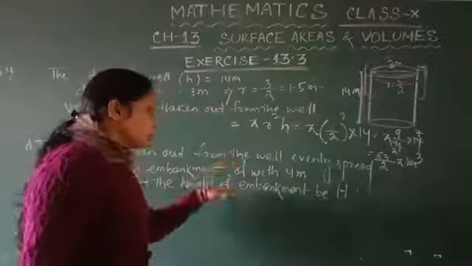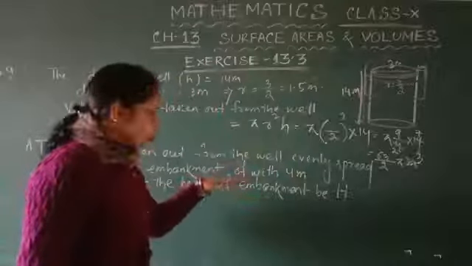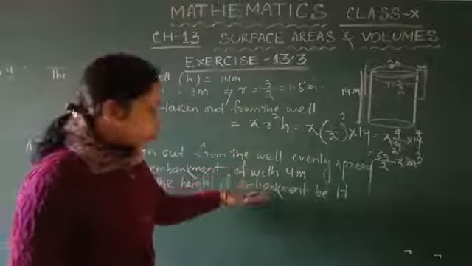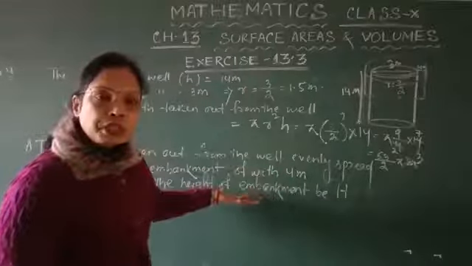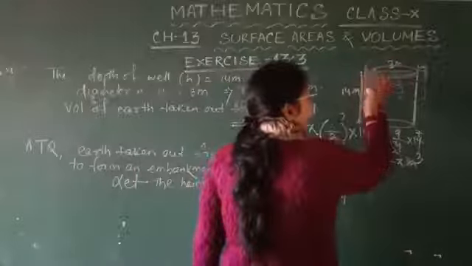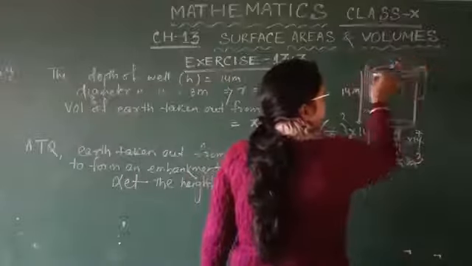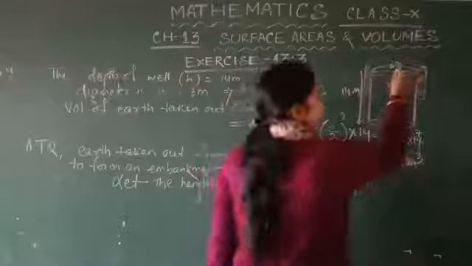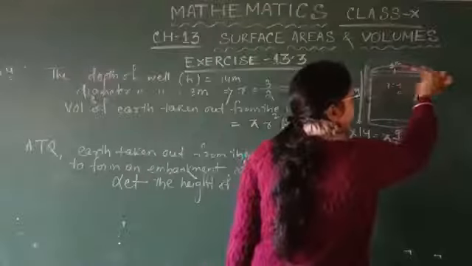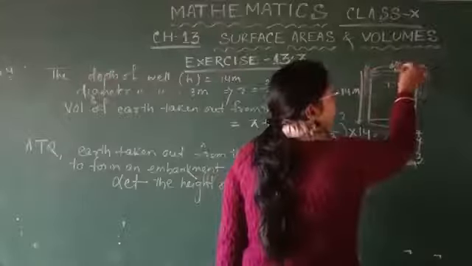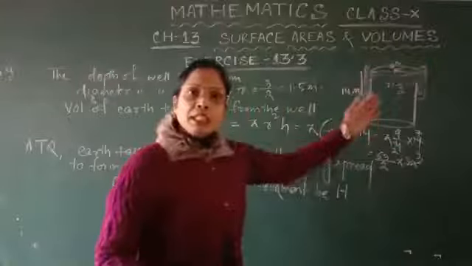Okay, so according to our question, the volume of the earth taken out from the well is equal to the volume of the earth used in this embankment. So first you find what is the volume of this embankment. Now let's see, this embankment is like a hollow cylinder. So first you find the outer radius of the embankment, and the inner radius is equal to the radius of this well.